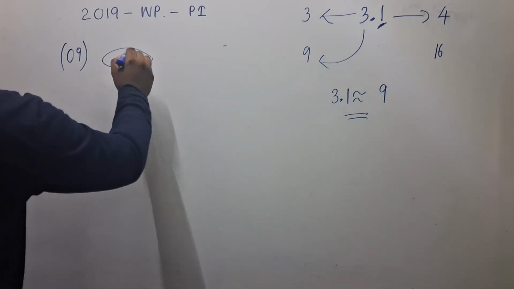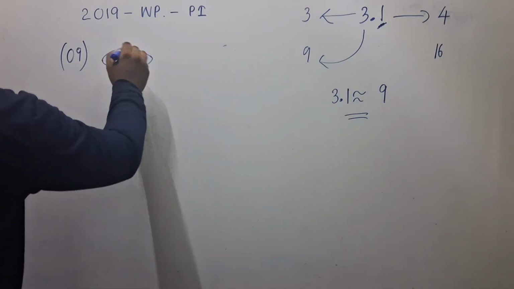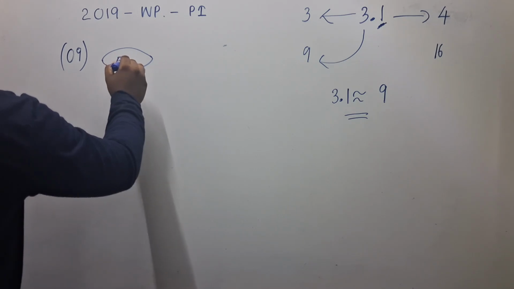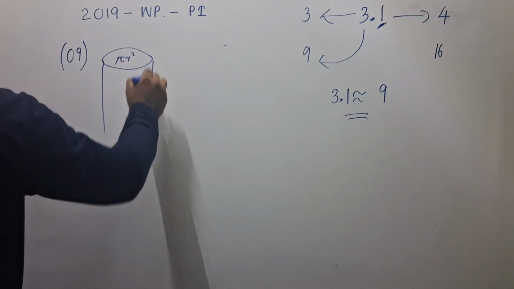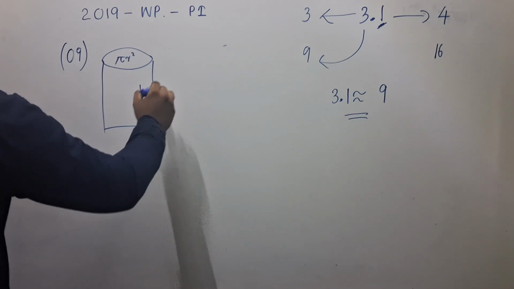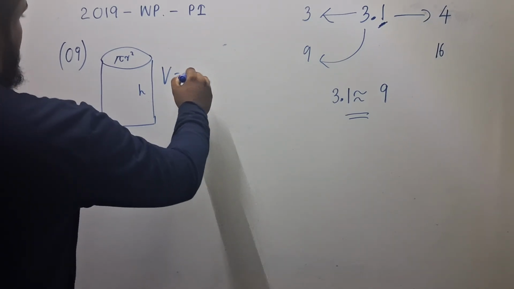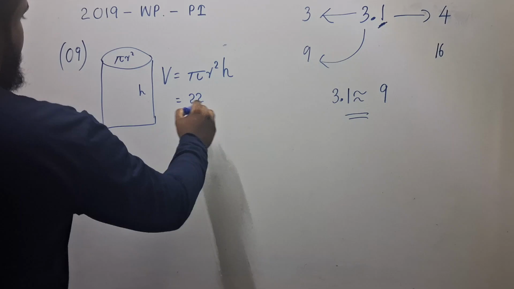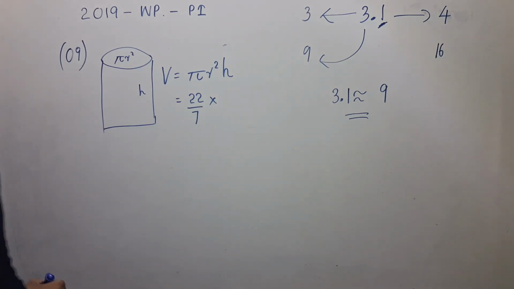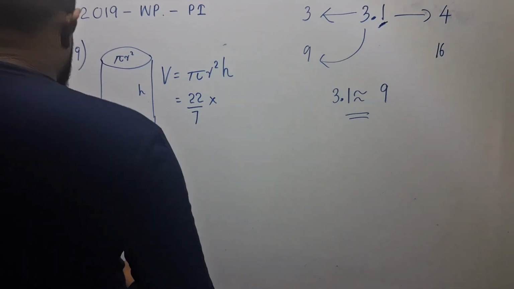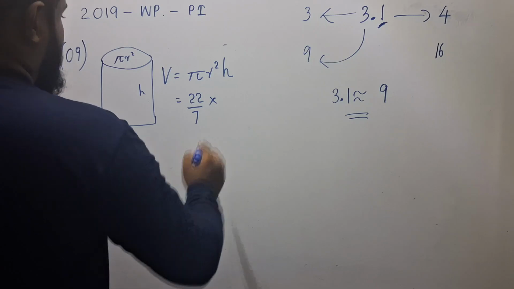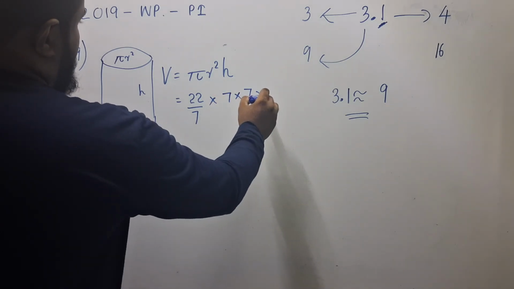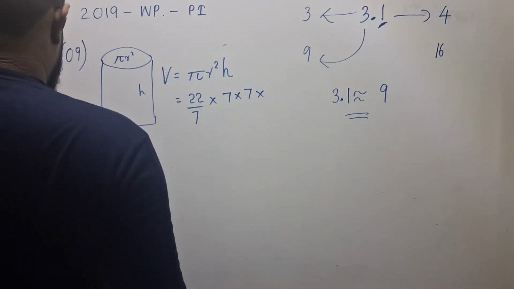How to find the area of the circular face of the cylinder? Pi r square. What is the height? h. So what is the volume? Pi r squared h. Pi can be written as 22 over 7, r to the power 2. What is the value of r? 7. 7 into 7 into height 20.